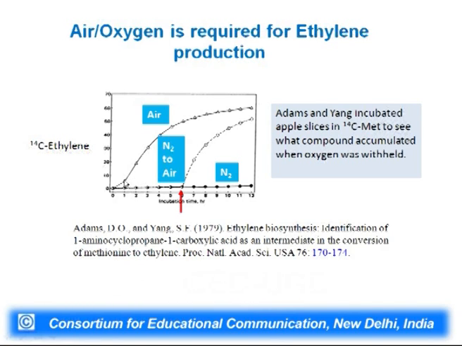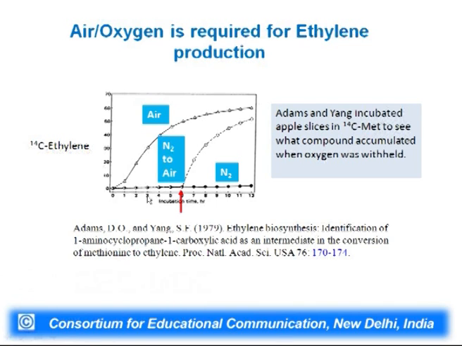And in this graph you can see the amount of ethylene produced in ripening apple slices when you keep them in nitrogen. Look here, the lower one is in nitrogen. That means when you keep them inside nitrogen only, there is no ethylene production, and ripening is much delayed. If you keep them in air, then ethylene production picks up very early and rapidly increases over time.